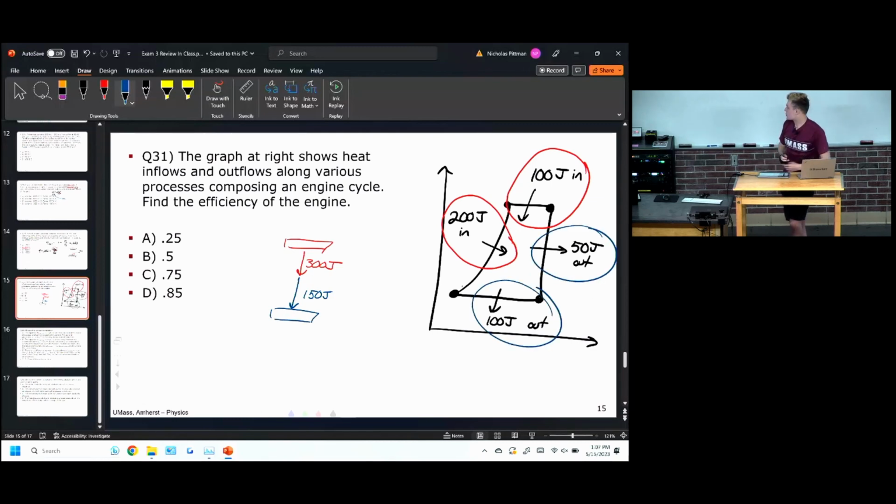Again, you just get those from totaling up all the heats that are leaving the gas. You don't total up all of them at once to get some total heat. You split them up based on whether they are coming in or coming out. Okay, and then obviously this tells you the work, which gives you the efficiency. Right, work would be 150.